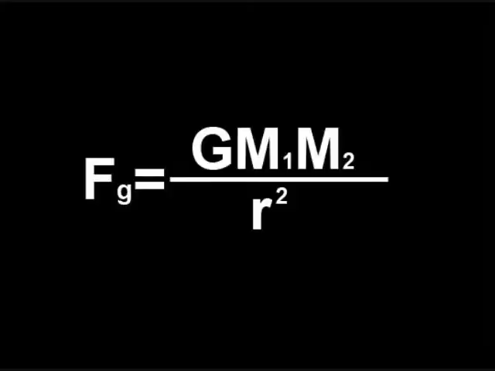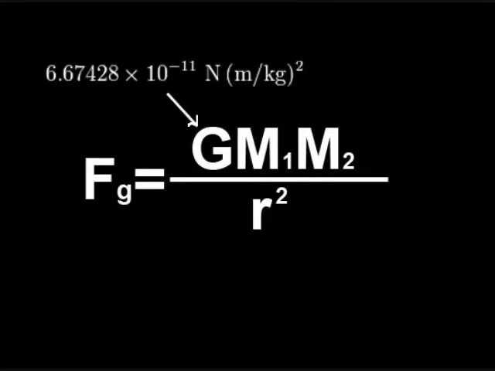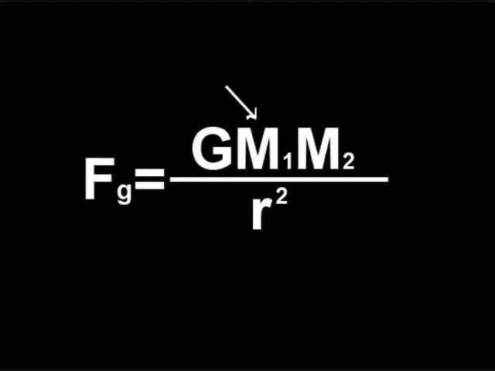To reiterate, with a visual this time, we will go over this equation. The force of gravity is equal to the constant that Cavendish came up with times the mass of one object times the mass of another object divided by the radius or distance between them squared.